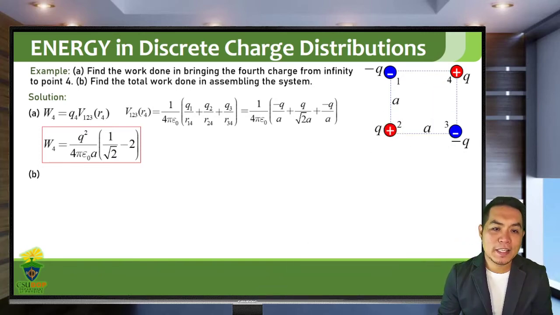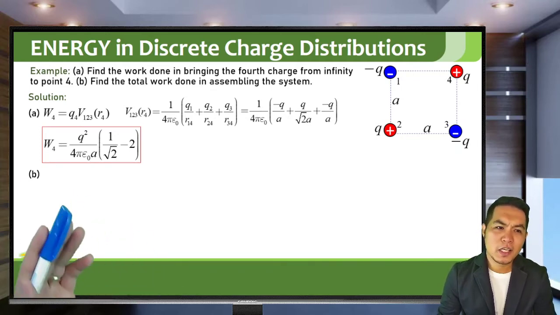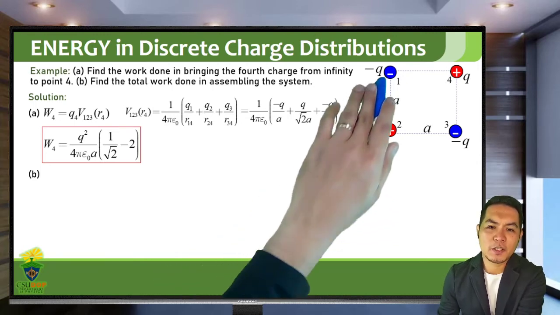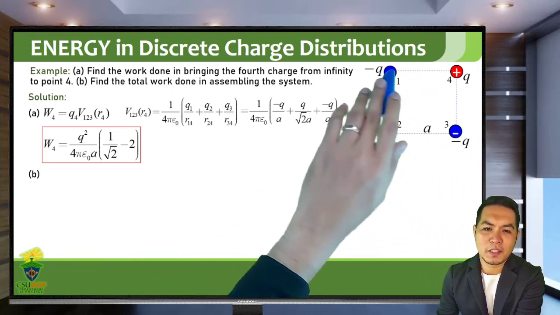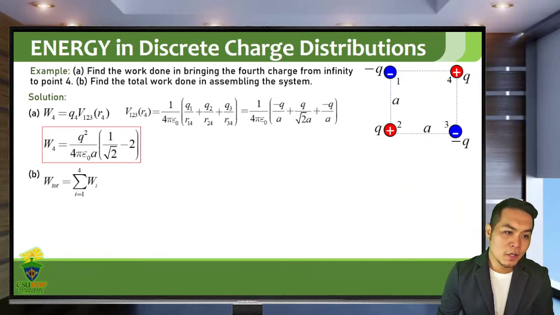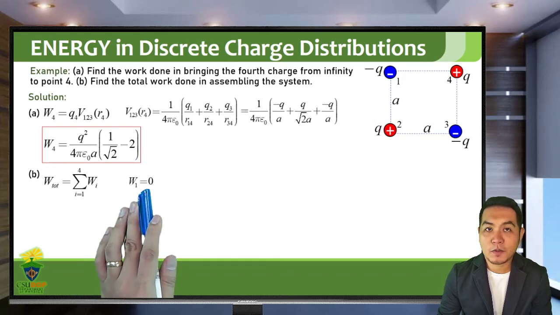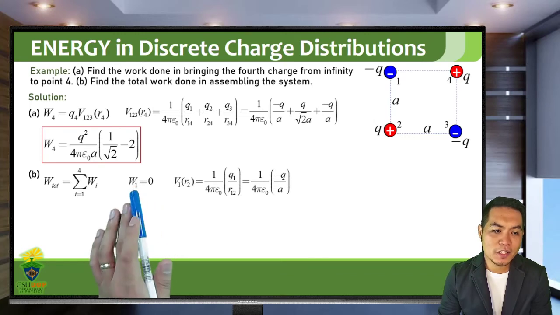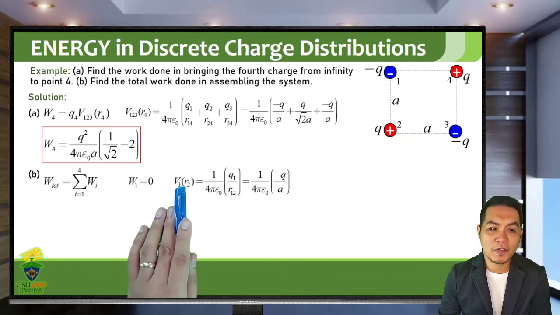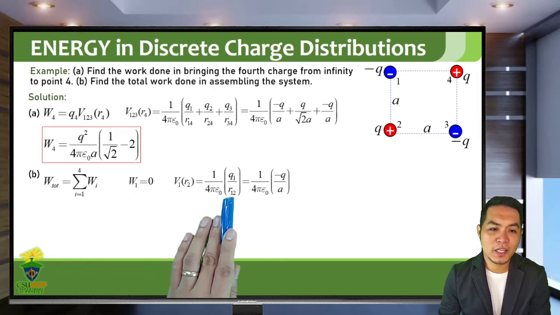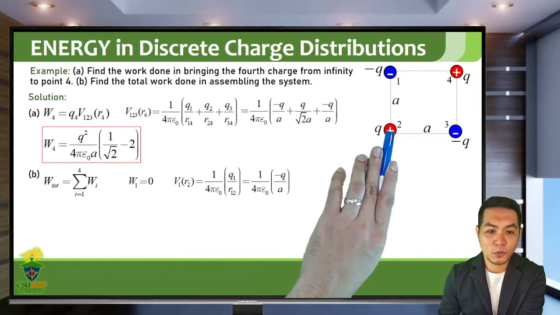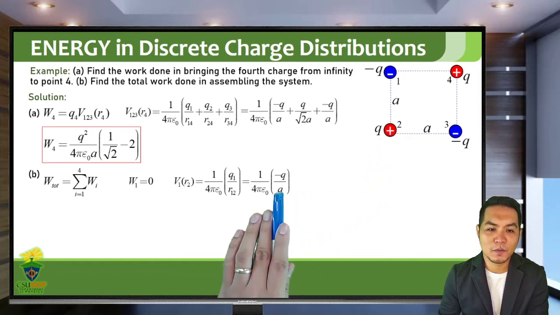To find the total work done in assembling the system, we can use the general equation, or we can solve each of the work done in bringing each of the charges from infinity to their respective positions. For bringing the first charge, of course, there's no resistance, so zero work done. For the second charge, it's just Q2 times V1, where V1 will just be the potential of Q1 at the location of Q2, and this will give you this value.